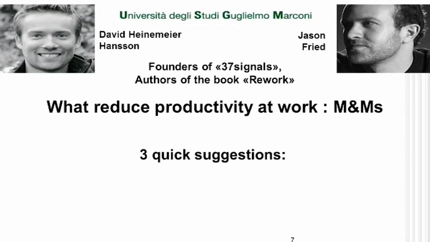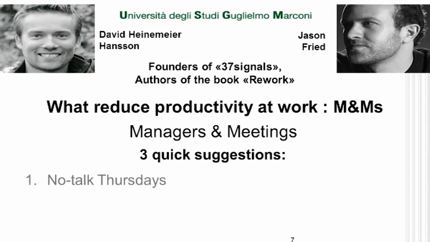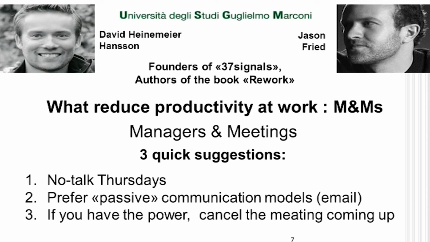So, how can we make our organization smarter? The founders of 37signals, who are also the authors of the very famous book Rework, say that if we want to increase productivity, we have to reconsider two things that reduce productivity at work. They called them the M&Ms. The M&M actors are managers and meetings. Managers, when they put pressure on people, and meetings, which take a lot of time and are a waste of time.